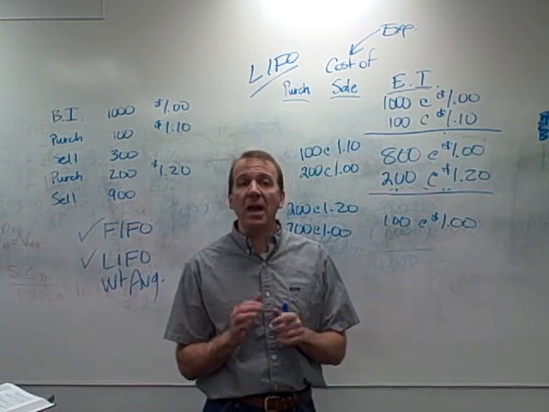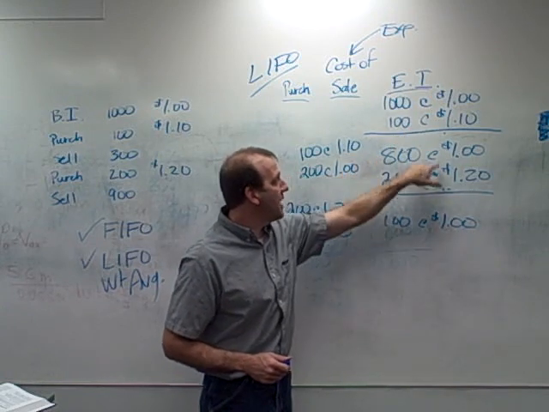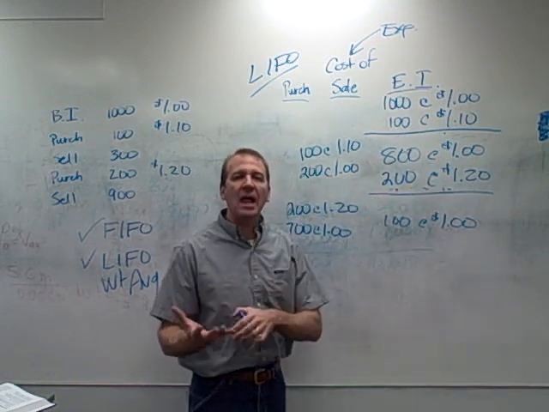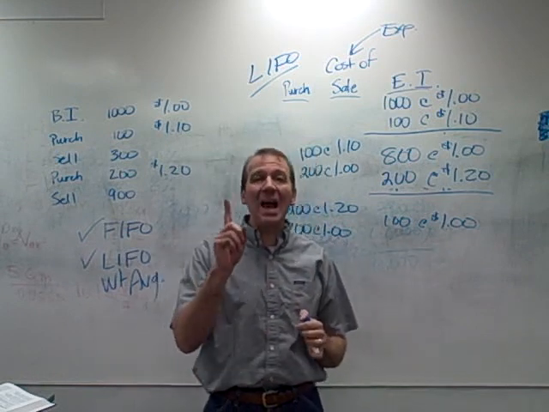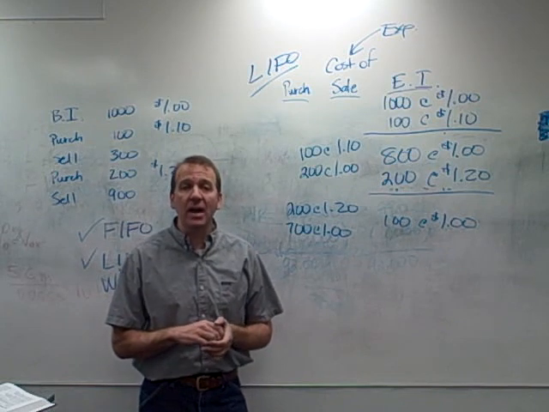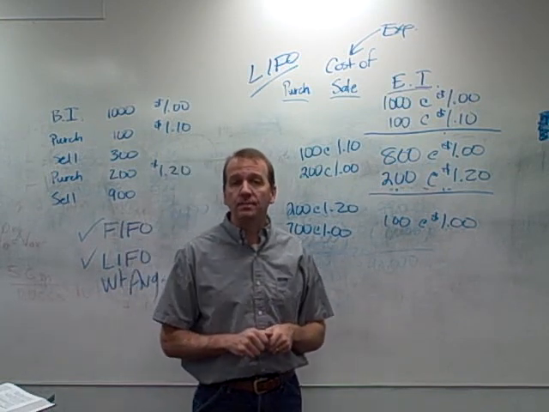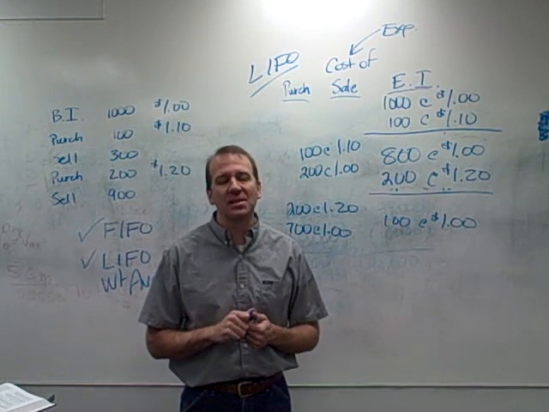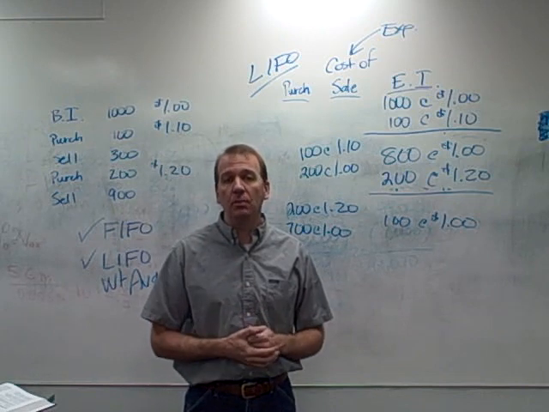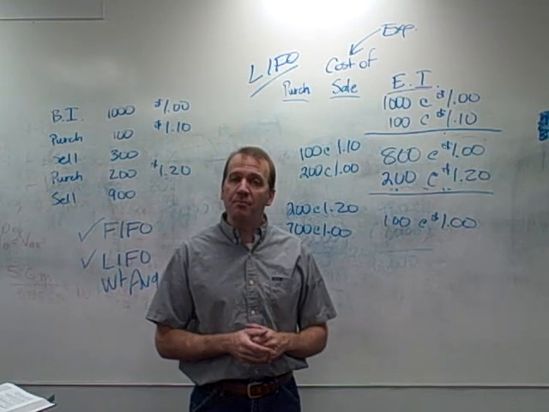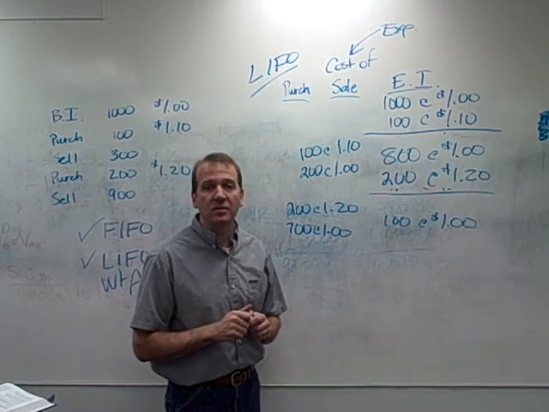Okay, now follow me on this. Cost of sales would be higher if prices are going up. Prices have been increasing because it was $1, $1.10, $1.20. If you're selling those last ones first, you're selling the most expensive items. So your cost of sale is higher. If your cost of sale is higher, your profit, because cost of sales is an expense, is lower. So if your profit's lower, you pay less taxes. So when prices are going up, under LIFO, you will pay less taxes. If prices are going up, under FIFO, you will pay more taxes.